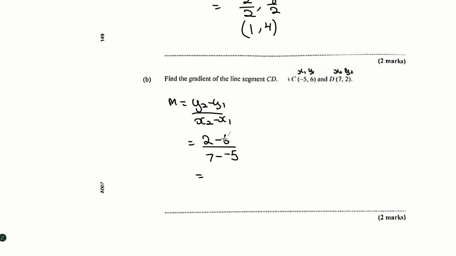So my gradient would be 2 minus 6, which is negative 4, over 7 minus 5. 7 minus 5 is 12, right? What goes into 4 and 12? 4. So you divide this by 4, divide this by 4, so reduce it to negative 1 over 3. So negative a third would be our gradient for line segment CD.